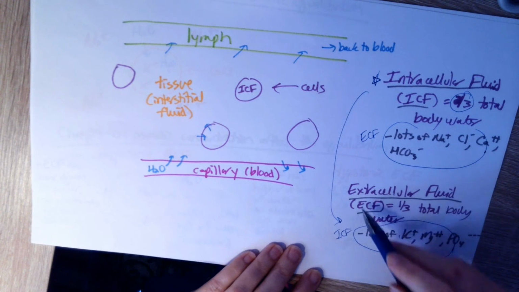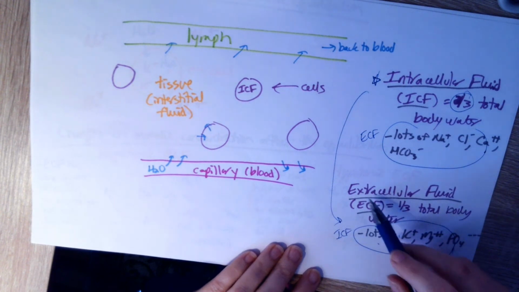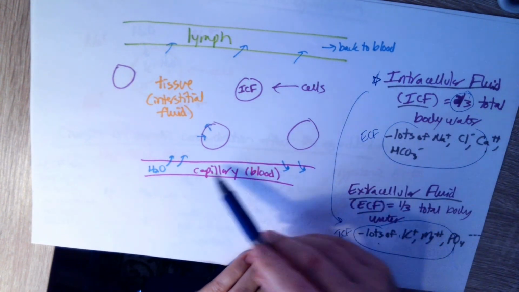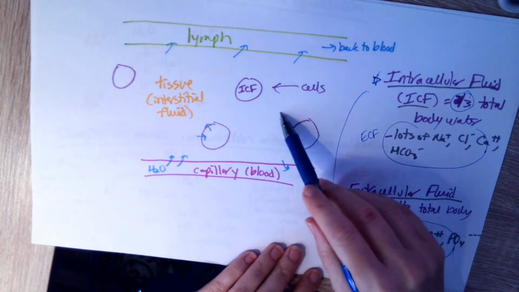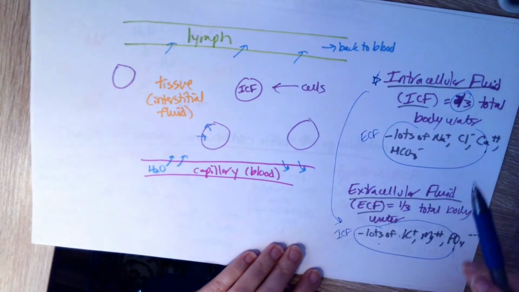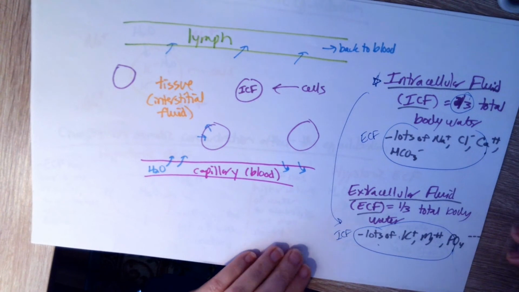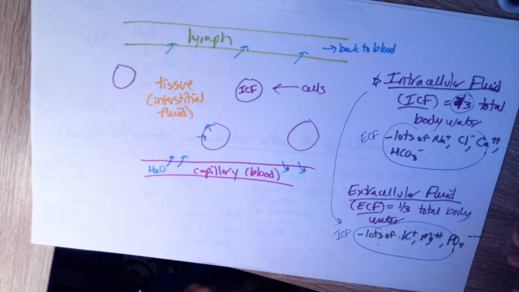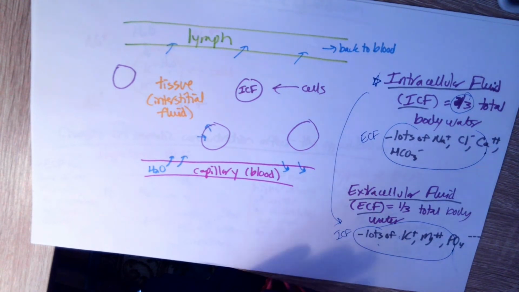Now, extracellular fluid, on the other hand, that's anything that's outside of the cell. So it would be the blood, it would be the interstitial fluid, it would be the lymph, it would be also other miscellaneous places where you have fluid, like your cerebrospinal fluid, or the aqueous humor, or the vitreous humor in your eye, or the perilymph and endolymph in your ear, those sorts of places.